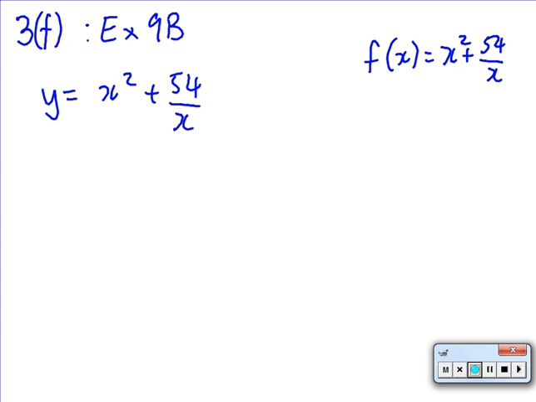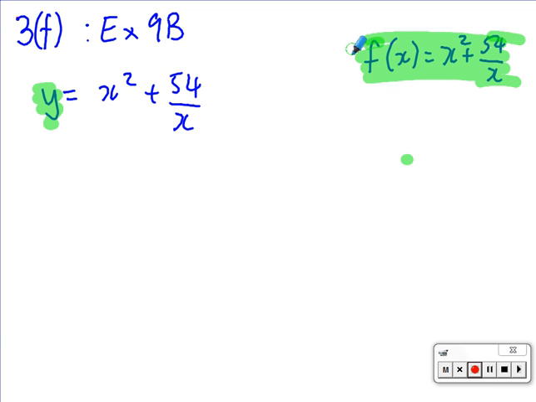So first things first, we know that stationary points are about points where the gradient is 0, so we need to find the gradient. Just one quick aside, it might ask us to find the minimum or maximum points of this graph here, y equals x squared plus 54 over x, but it also might say find the minimum or maximum value of this function. It's essentially the same problem but asked in a different way, so just be aware again that there's different ways of asking the same thing.